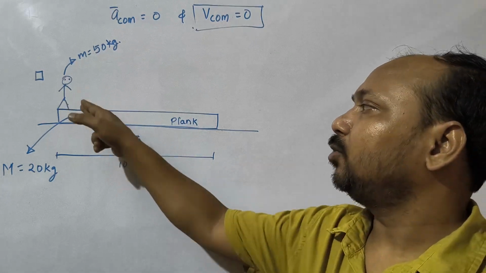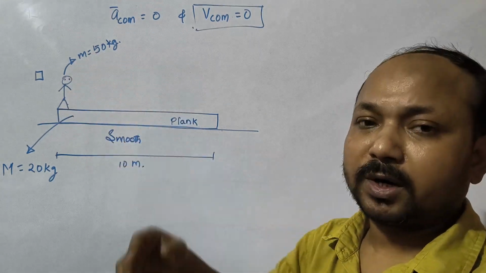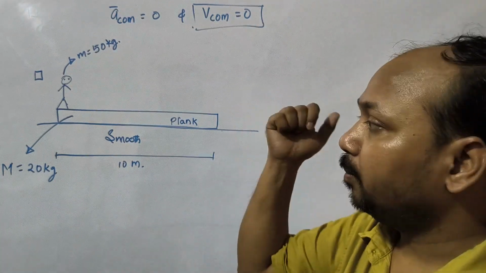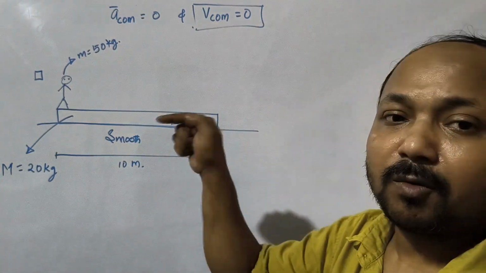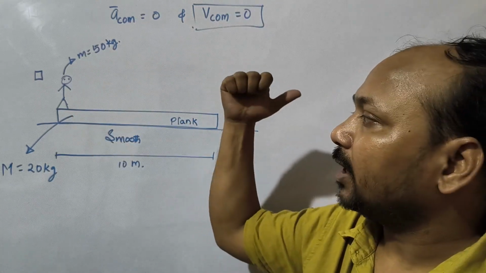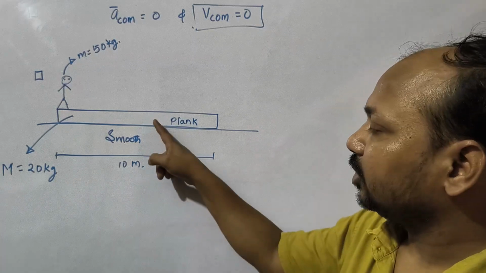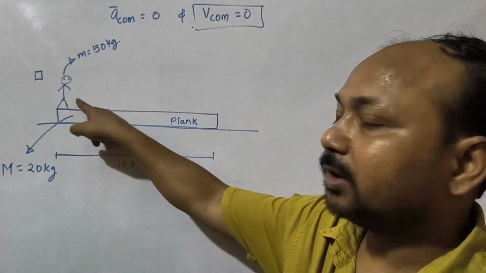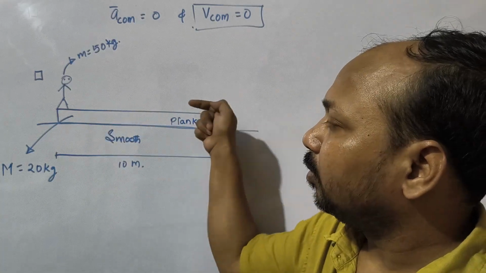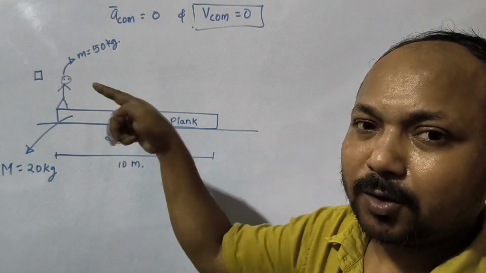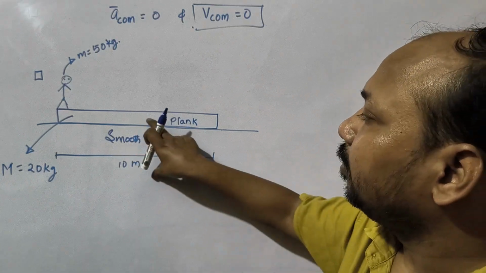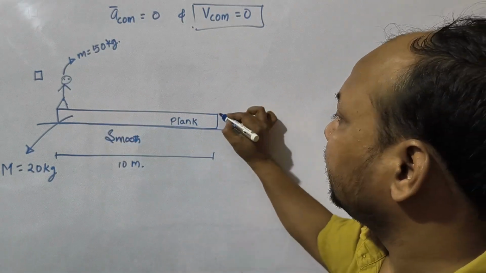Because if it is smooth, he will not be able to walk. When the man starts walking, he pushes the surface in the backward direction, so the friction acting on the man will be in the forward direction. Friction always comes in pairs, so this friction will try to move the plank in the backward direction.